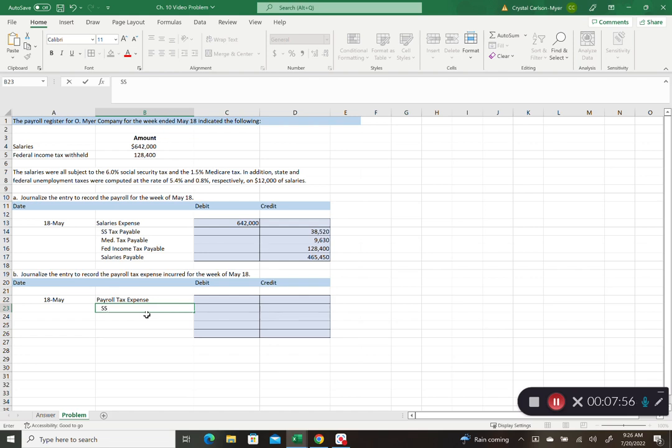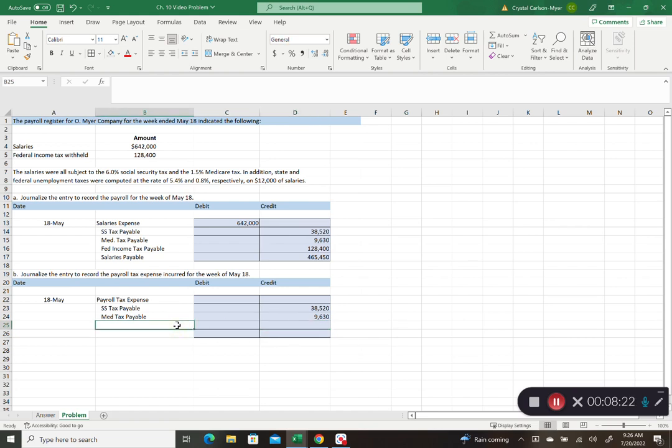So we've already done that part up top. So we're going to do the exact same thing down here. And the amount is going to be equal to what the employees are paying. So we have $38,520 down there. And we have our Medicare tax payable is equal to our $96.30 up here. So those are going to be the exact same. So we've already completed that.